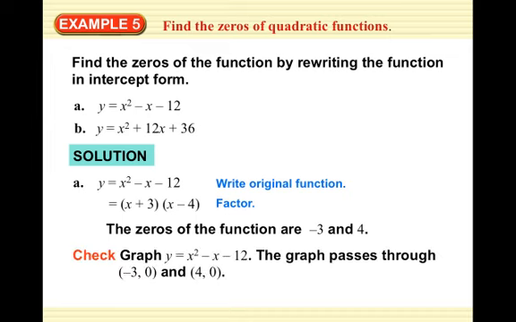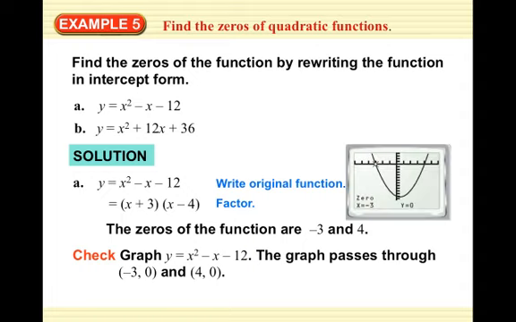So if you want to check, you can grab your graphing calculator and put in y equals x squared minus x minus 12 and see that it passes through negative 3 and 4 at the x-axis.